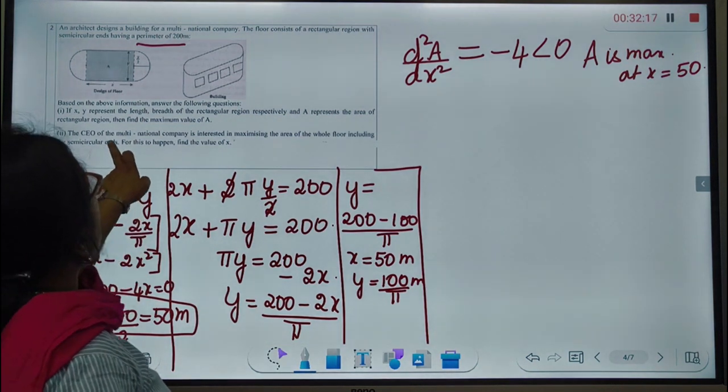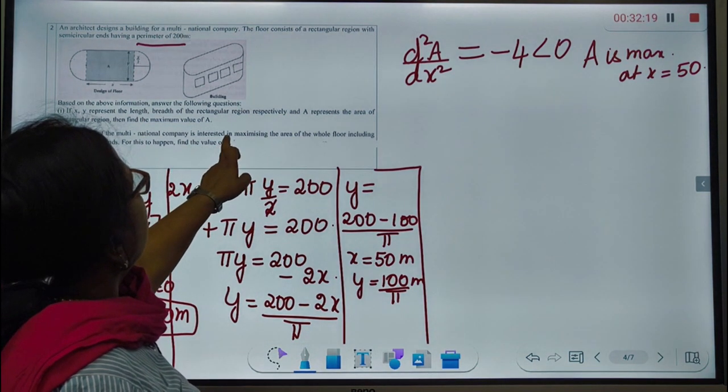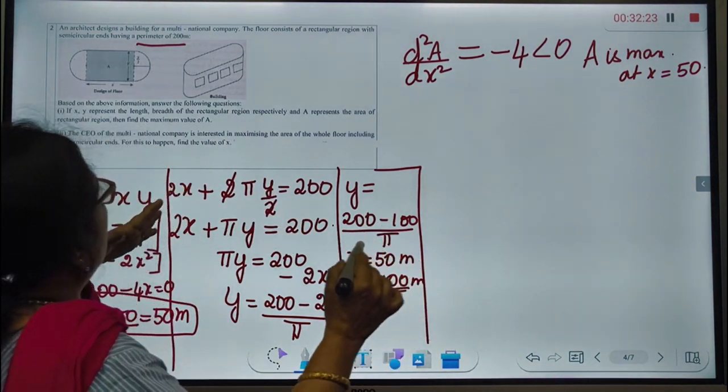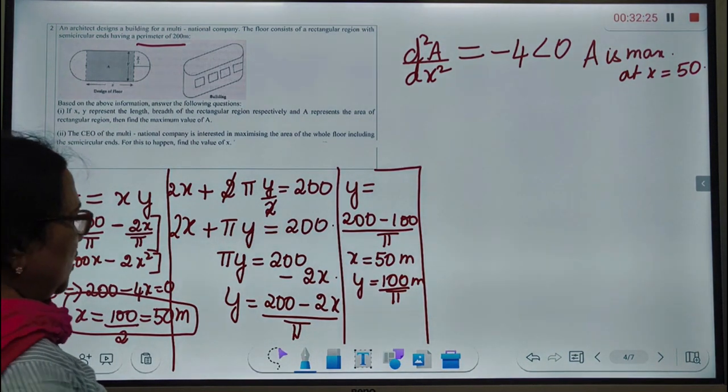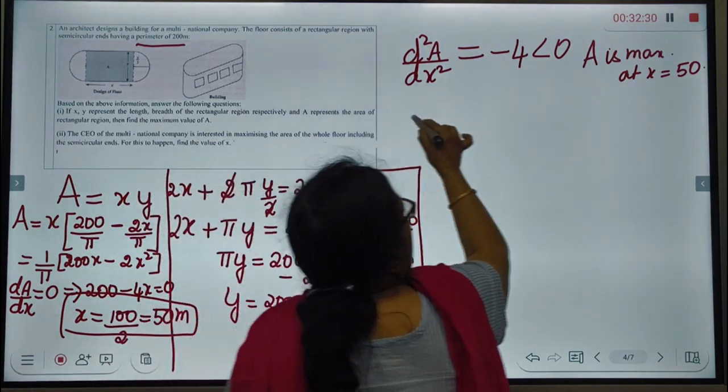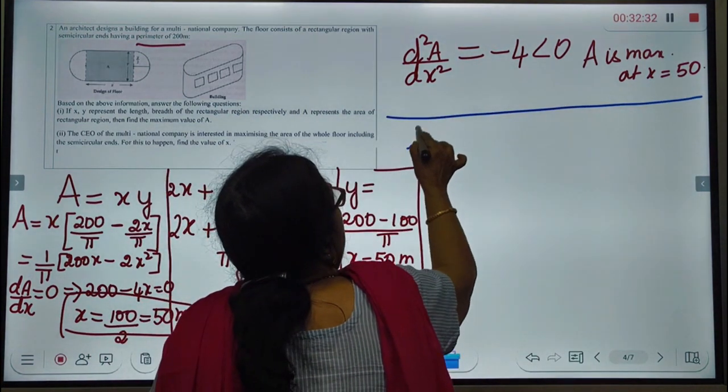Now, next part of the question: the CEO of the multinational company is interested in maximizing the area of the whole floor, which includes the semicircular ends also. So, let me use a different color for that. In that case, what will be the area?